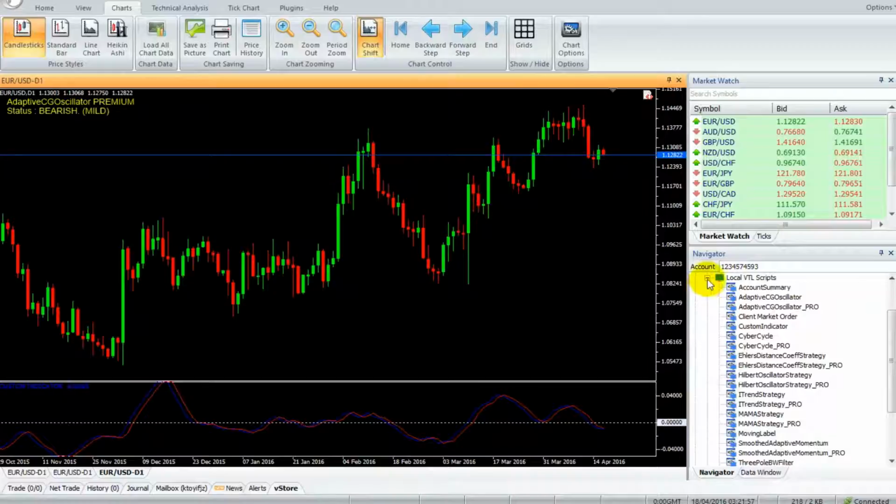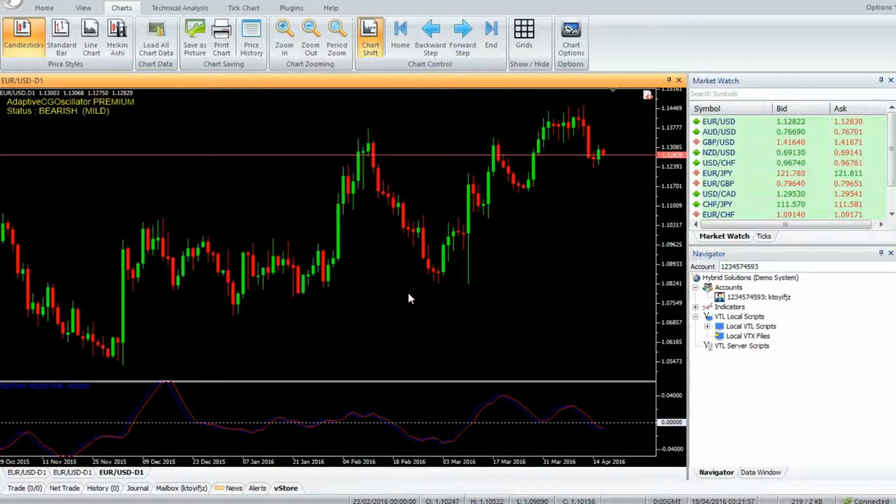The Adaptive CG Oscillator is a VertexFX client-side robot, which is derived from the center of gravity oscillator. Unlike the CG oscillator, which requires an input period to calculate the CG, the Adaptive CG automatically detects the optimum period for calculating the CG. As the market changes, the period is automatically recalculated, and hence it is adaptive. It comprises two components: the CG indicator and the trigger component.